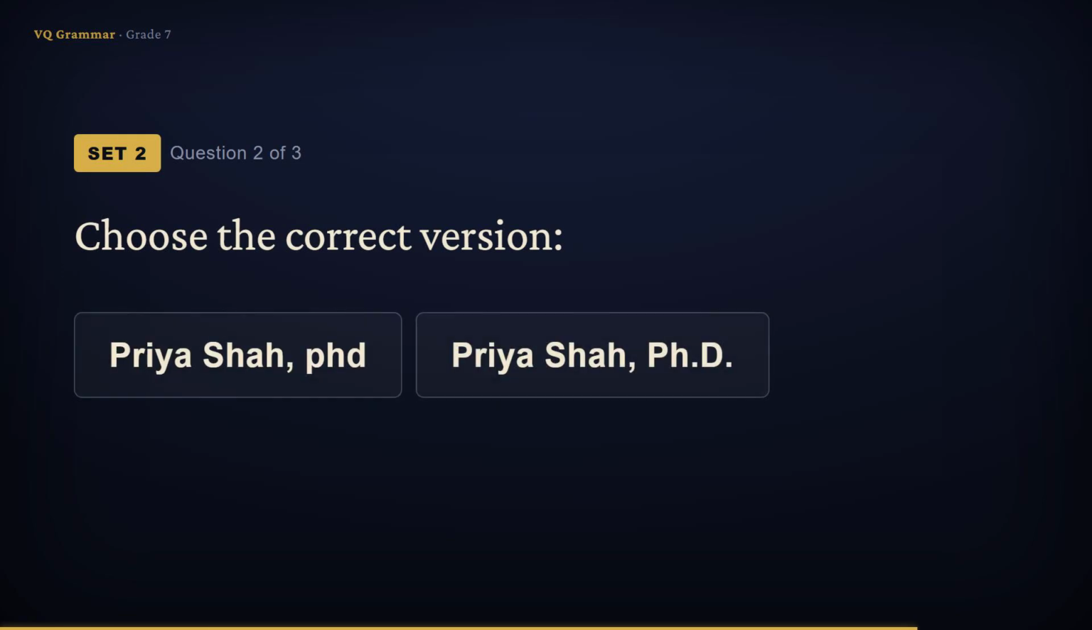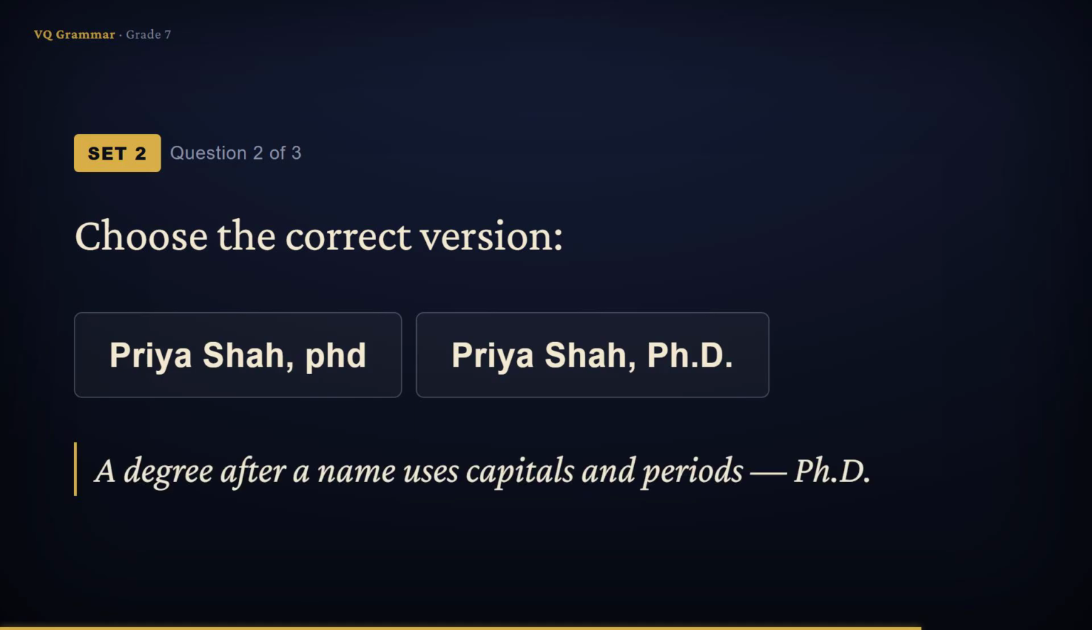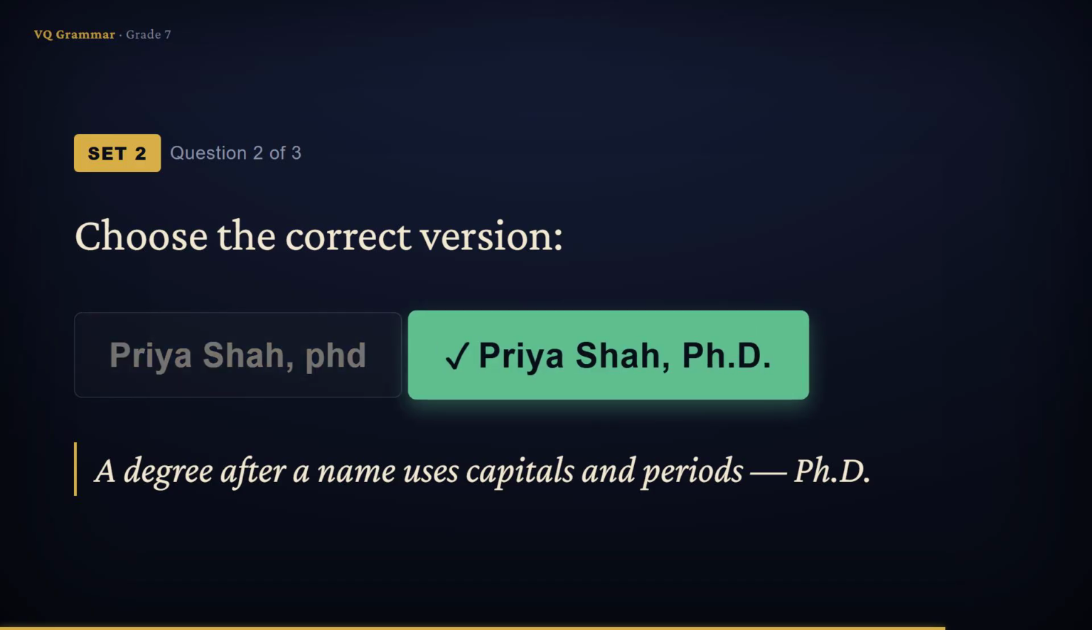Priya Shah, PhD. A degree that follows a name is written in capital letters with its periods in place. That makes it PhD, capital P, capital D, each with a period. So the answer is the second option.